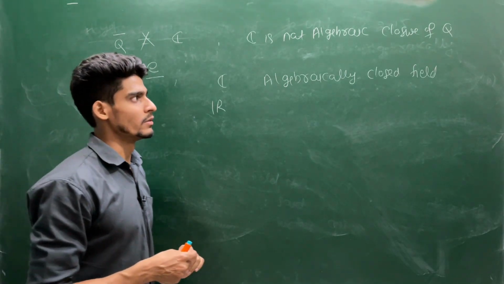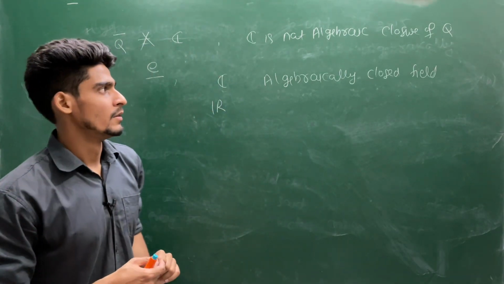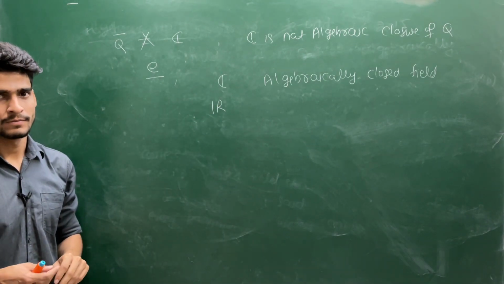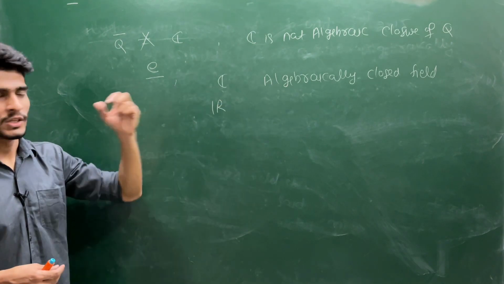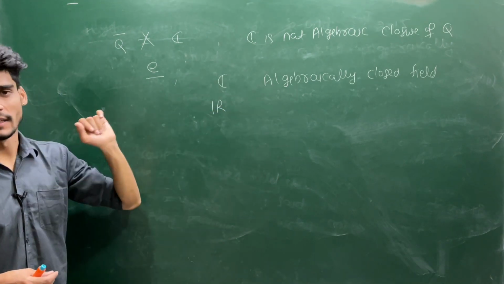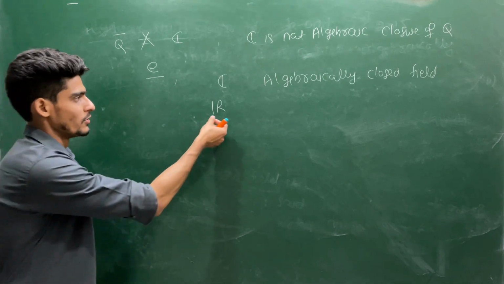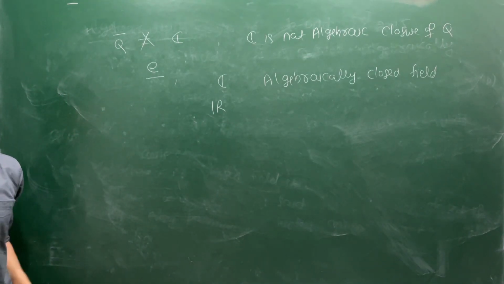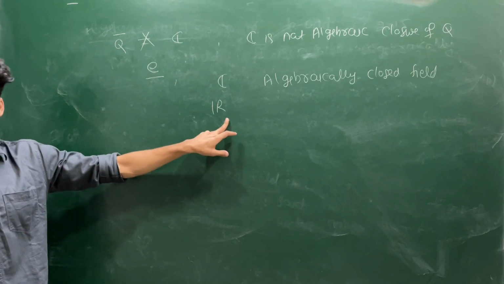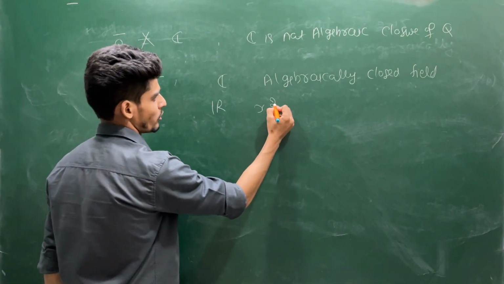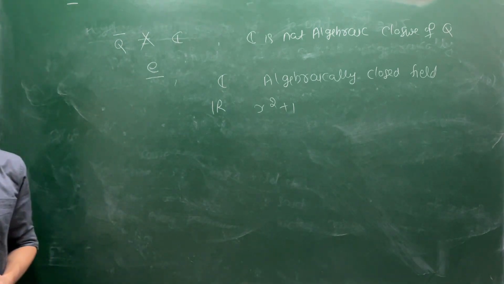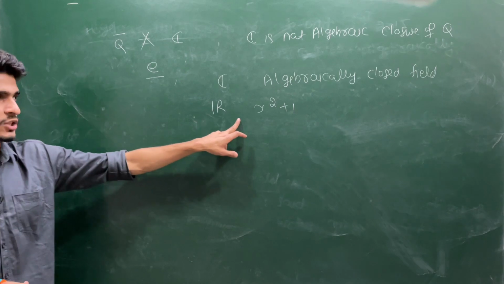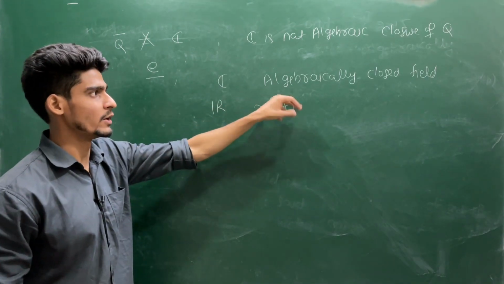And I must say one more thing. Till now you have not seen any bigger field than C. So you agree to that. You have not seen any field which is bigger than C. What can you say about this R, whether this is algebraically closed or not? Every polynomial in R has a root in R. But if you see this x square plus 1, this is not. So this R is not algebraically closed, but this C is algebraically closed.